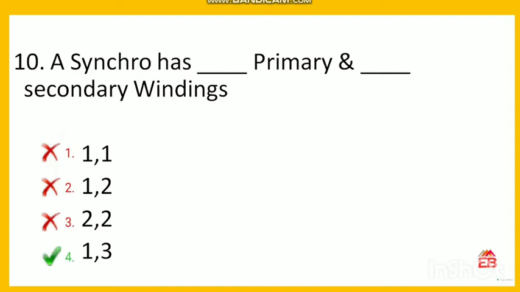Next is a synchro has dash primary and dash secondary windings. As you all know, a synchro is a transducer which converts angular position to electrical signals. So let us see the options. It has one primary and one secondary, next is 1 and 2, next is 2 and 2, or 1 and 3. So the correct option is option 4. A synchro has one primary and 3 secondary windings. So option 4 is correct.